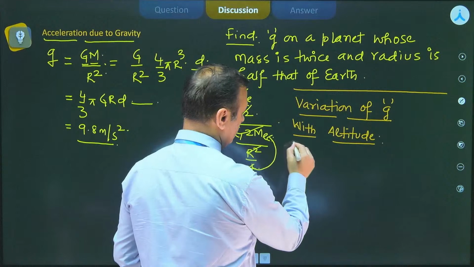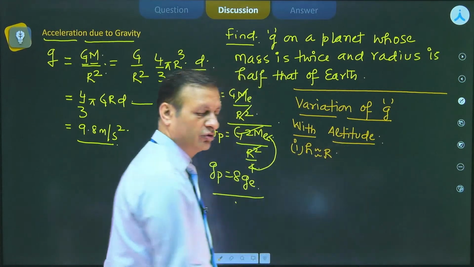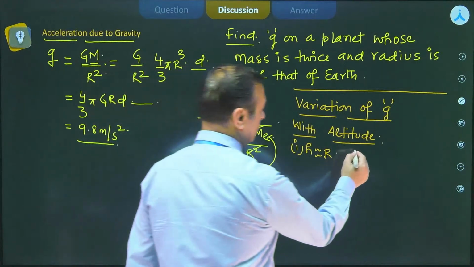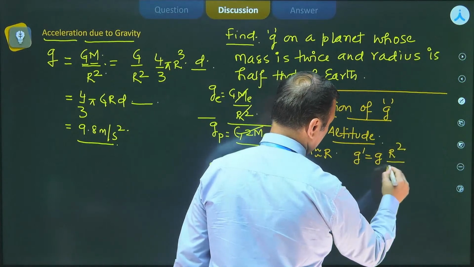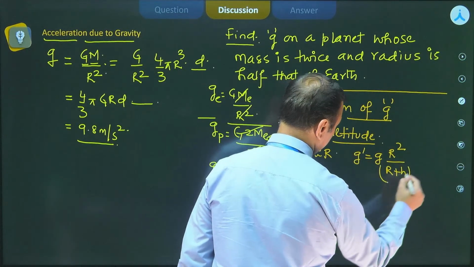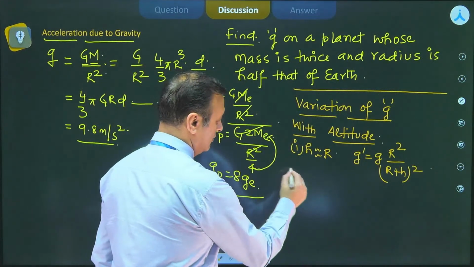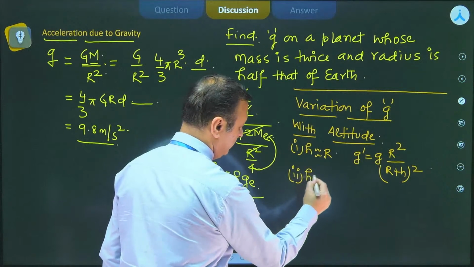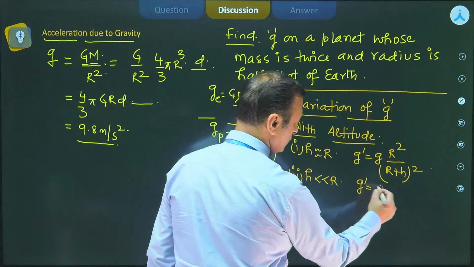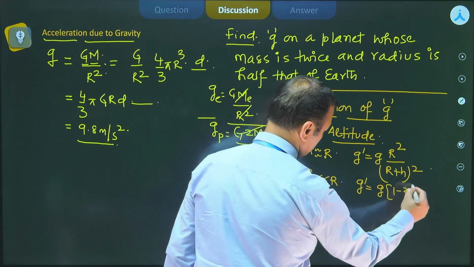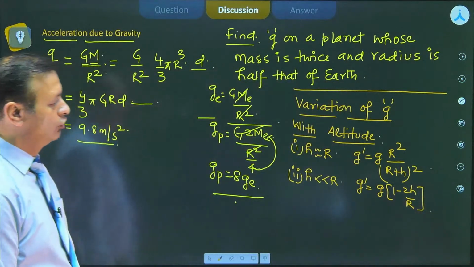Now, in the first situation, if h is comparable to your size or the radius of Earth, then the formula for this would be given by this relation. Got it? But under the same heading, if the height is very, very small as compared to this one, then g dash would be given by this formula. Do we understand?